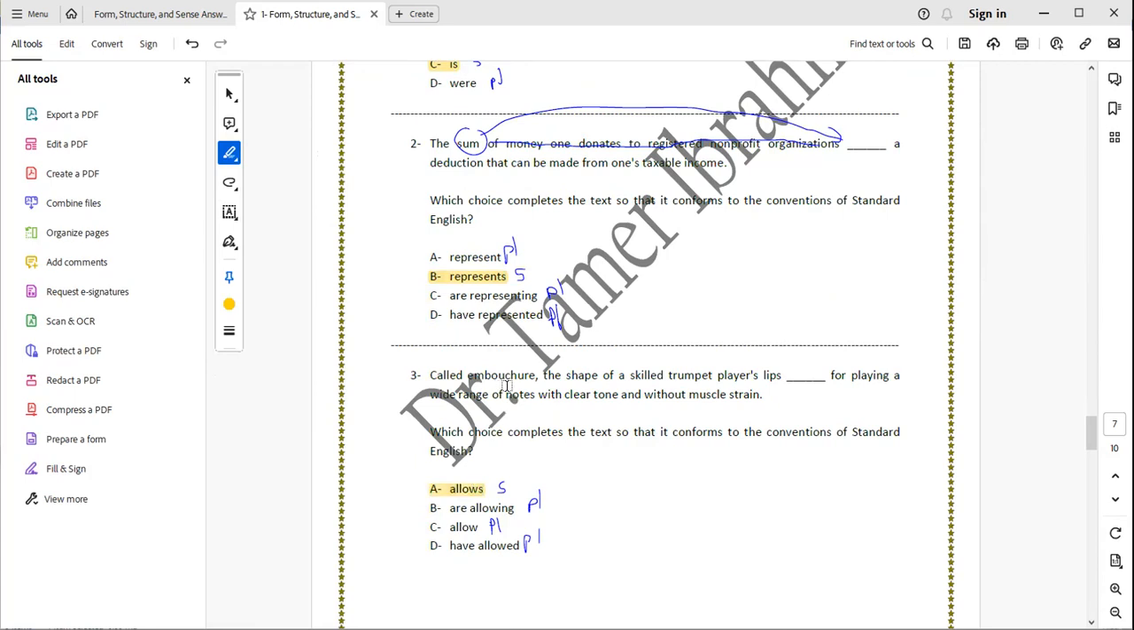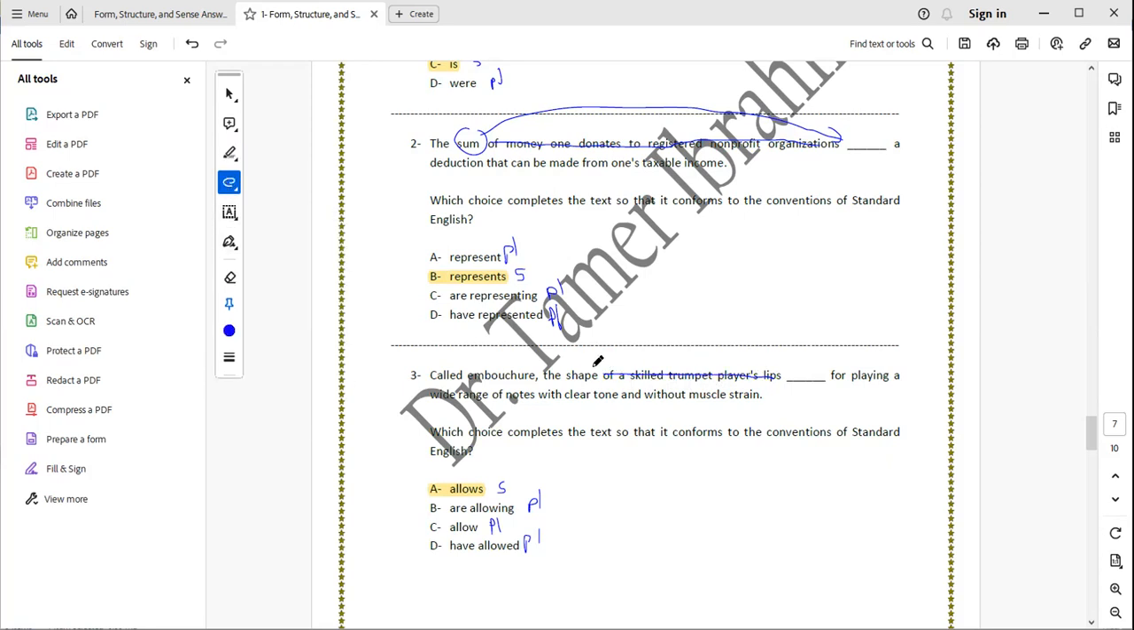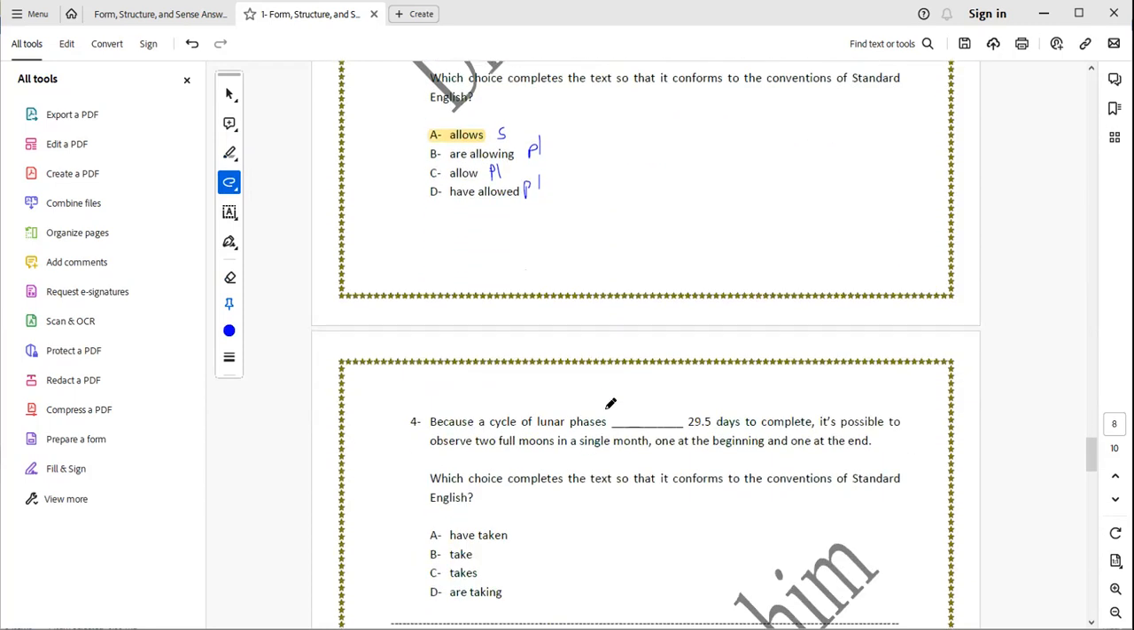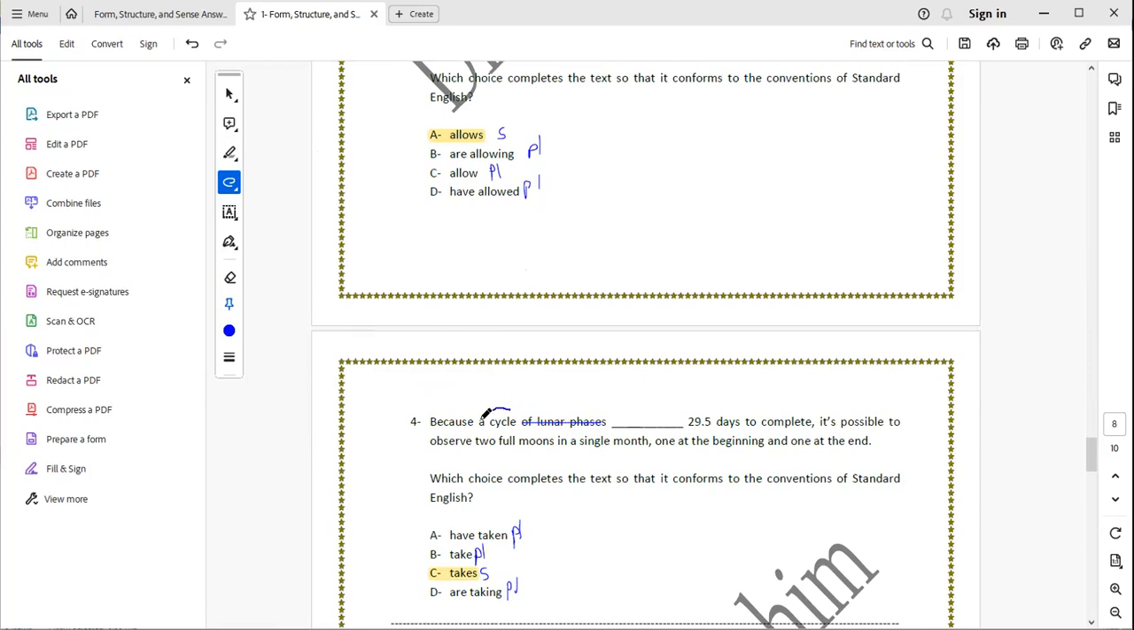Just to be sure about my answer. Called embouchure: the shape of a skilled trumpet player's lips. I'm not going to care about anything that comes after a preposition. So we're talking about the shape, "allows." The same thing: have plural, take plural, takes singular, are plural. So the answer is going to be "takes." Be sure about your answer. Because a lunar cycle effaces, I don't care about anything that comes after a preposition. So we're talking about the cycle, "takes."